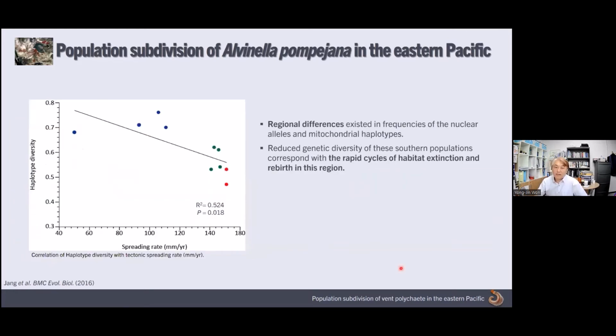I also checked how the genetic diversity, haplotype diversity, relates to the spreading rate in this area. As the spreading rate increases, we see a decrease of haplotype diversity. This is what is expected from metapopulation dynamics. So the rapid cycle of habitat extinction and rebirth in the southern region would be the reason for the relatively low haplotype diversity compared to the low spreading area.